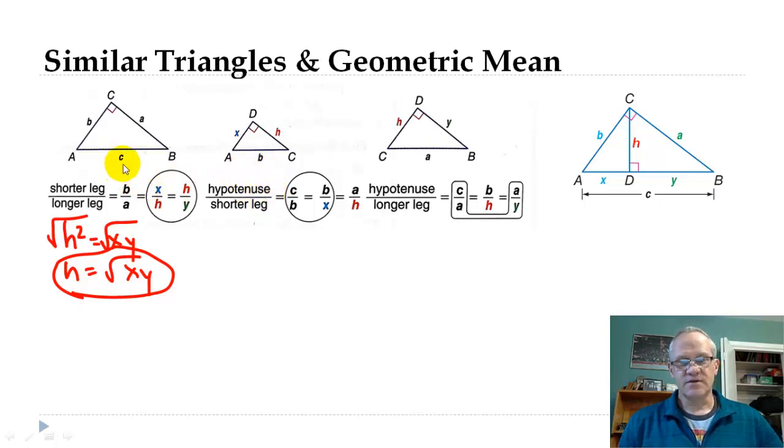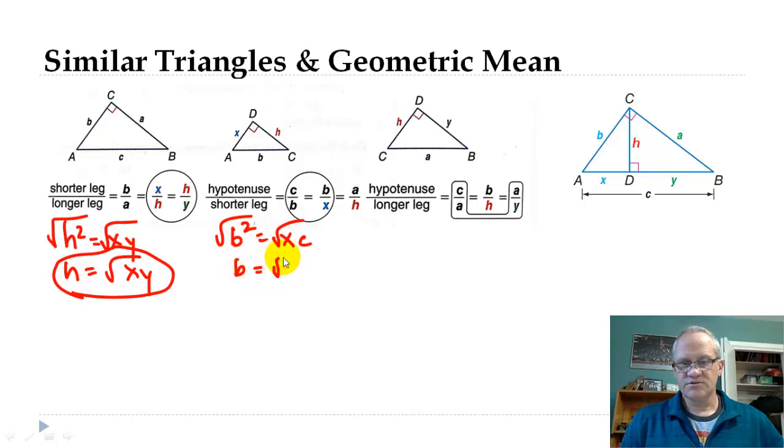Oh, there we go. C, here, sorry, I was looking at the wrong one. C over b, and b over x, and then a over h. So look what happens here. Look at the circled one. C over b equals b over x. Once again, you've got a situation where there's a geometric mean. So again, you'll go through the same steps here, but what does that mean? That means that we're going to have b squared equals x times c. So when you take the square root, b is the square root of x times c.